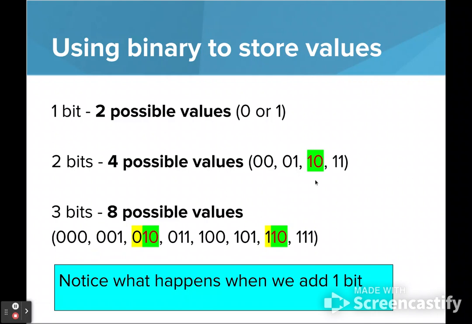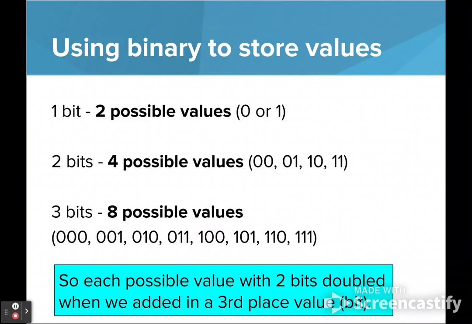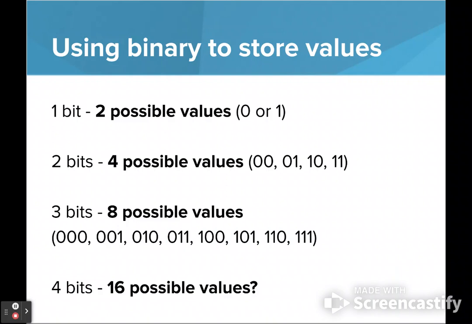Same thing if it was the 1, 0. I now just doubled the possible values by adding in that extra bit. Same thing when it was the 1, 1 possibility from the 2 bits. When I added in that extra bit, again, it just doubled the possible values that I had. So if each possible value with 2 bits doubled when we added in a 3rd bit place value, will that happen again for 4 bits? Will we take the 3 bits, which was 8 possible values, double it, and now have 16 possible values?